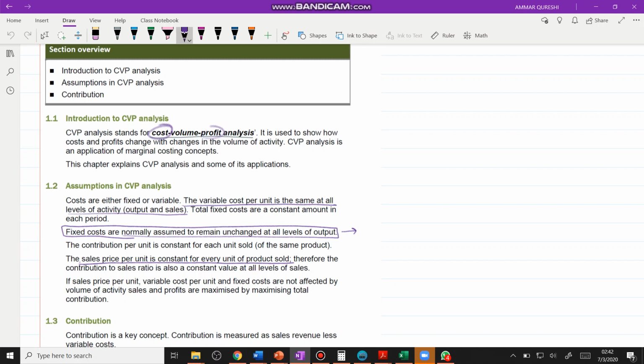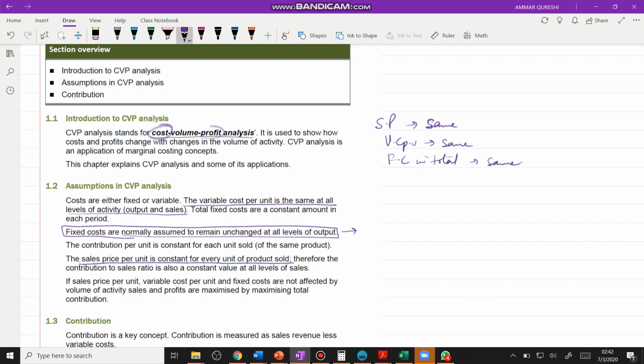So we are assuming that the company can sell as many units as it wants to sell without compromising on the selling price. We are assuming three things here. We are assuming that selling price will remain the same at all sales volumes, that variable cost per unit will remain the same at all production volumes, and that fixed cost in total will remain the same at all production volumes.